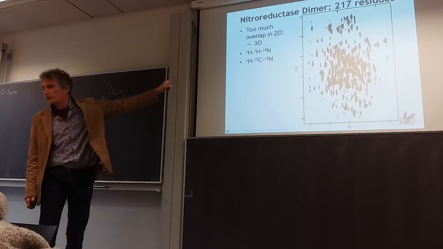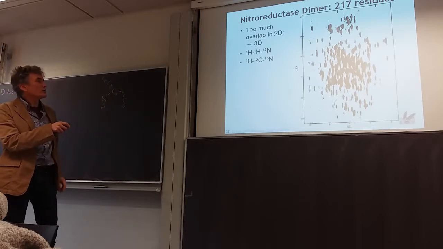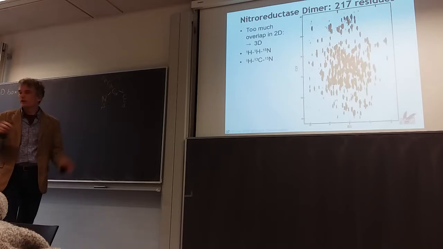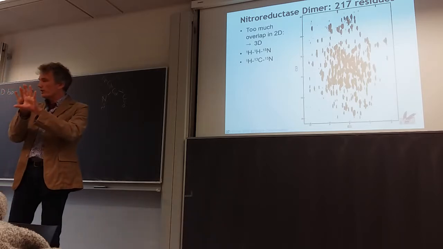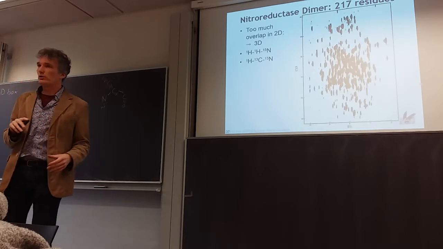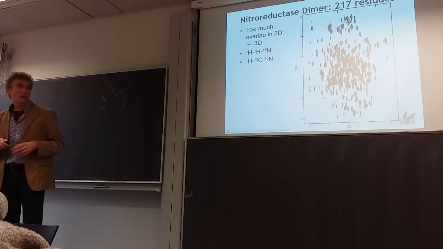This is what I already said. Sometimes you have a bigger protein, this is nitroreductase. It has 217 residues. This is a 2D spectrum of that. And here you can see that there are too many peaks in 2D. So to get a good resolution of individual peaks, you actually need to go to three-dimensional experiments.